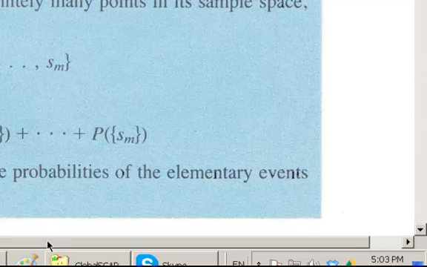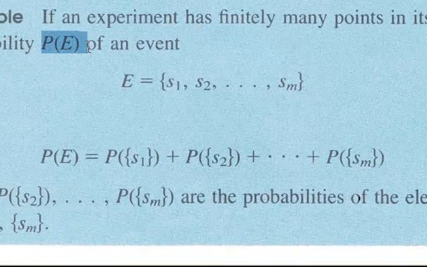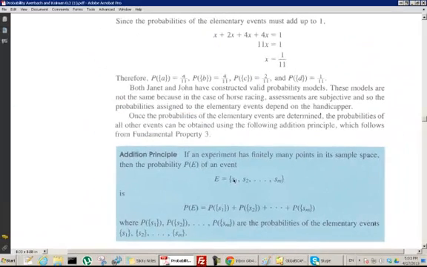So if you only have a finite number of points in the sample space, and we're restricting ourselves to that situation, then the probability of an event E, where E is going to be some subset of the sample space, right? Remember we said the sample space is going to be S1, S2, up to Sk, so m must be less than or equal to k. So it's a subset of the sample space.